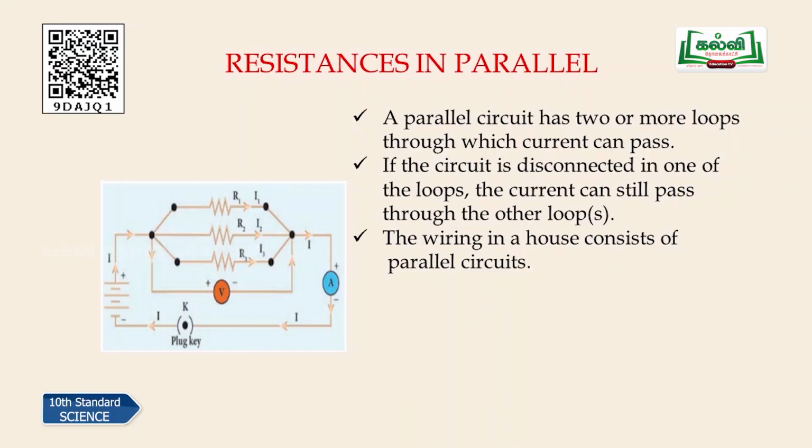But in the series circuit, you have to keep it in your mind, when the loop is disconnected in one place, the current will stop there itself. The current does not pass through the other loops. Okay, you have to keep that point in your mind.